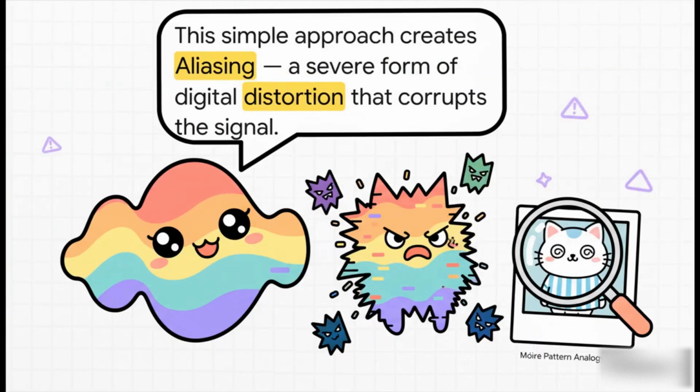And that problem has a name: aliasing. This is a really nasty form of digital distortion, where new, unwanted frequencies literally appear out of nowhere in your signal, frequencies that were not in the original recording. It's the audio version of a Moiré pattern, those weird wavy lines you see when you try to shrink a detailed image the wrong way. It just fundamentally corrupts the signal.